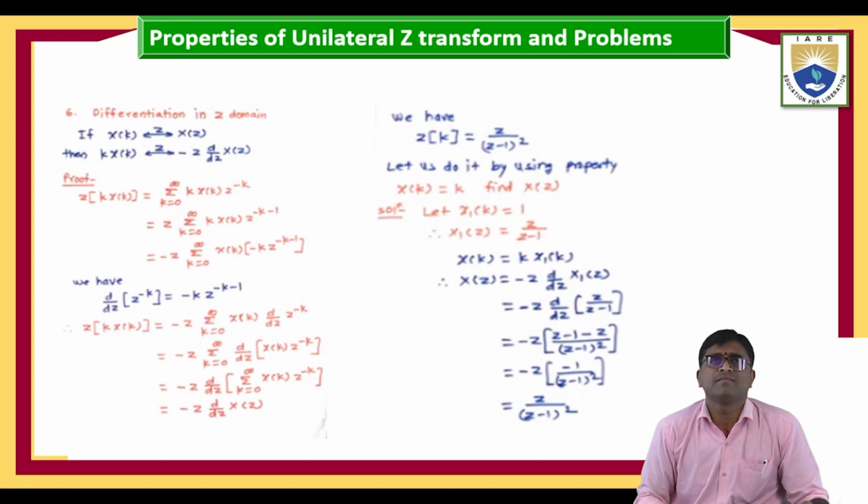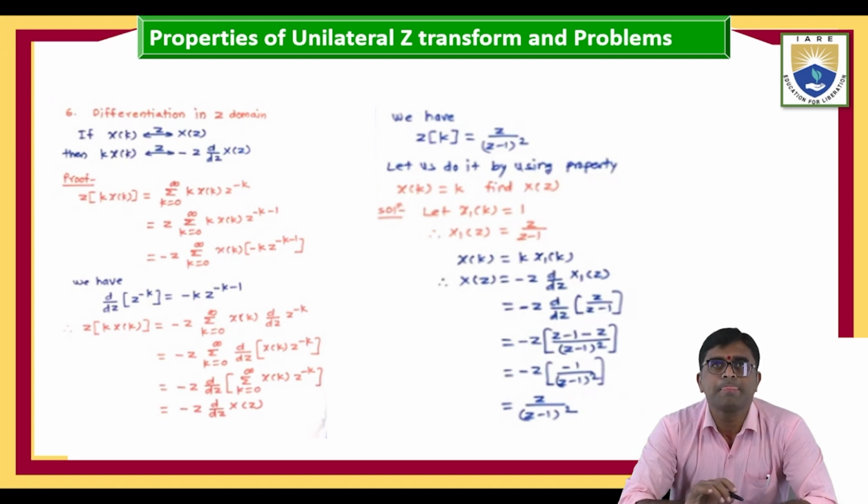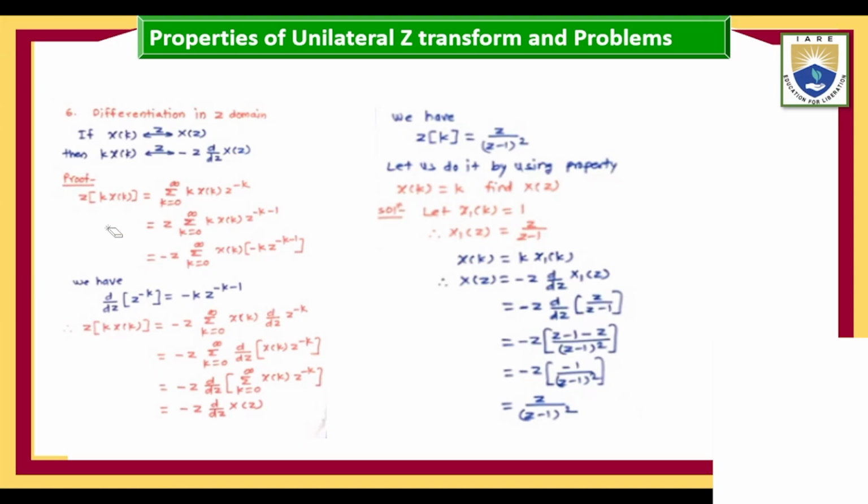Coming to the next property, which is differentiation in the z domain. If x(k) is converted into the z transform, it comes as X(z). Then k into x(k) equals minus z into d by dz of X(z). Coming to the proof of this one, first of all, the function is k into x(k).